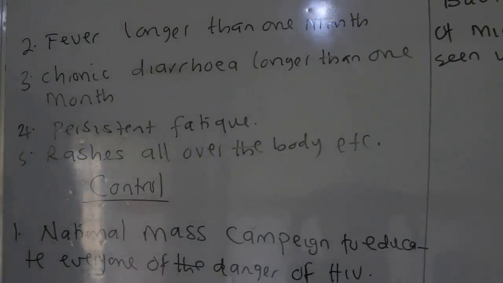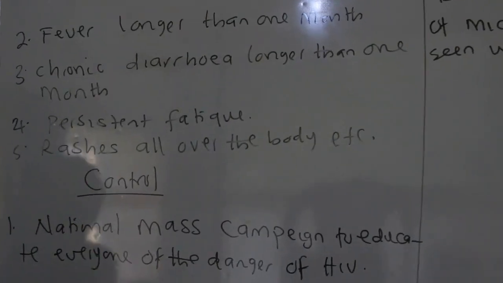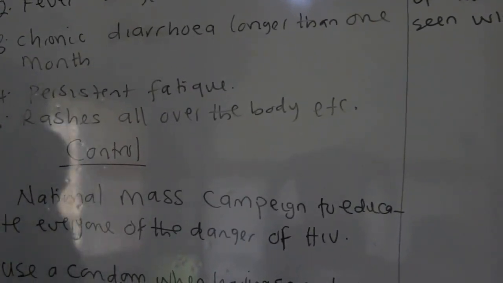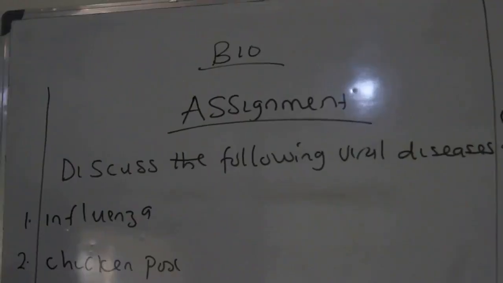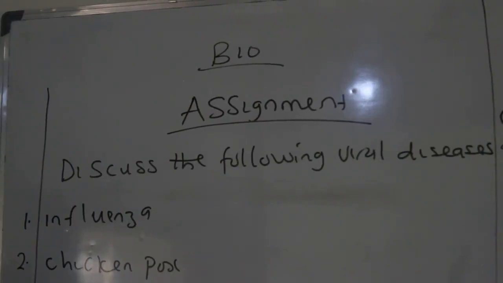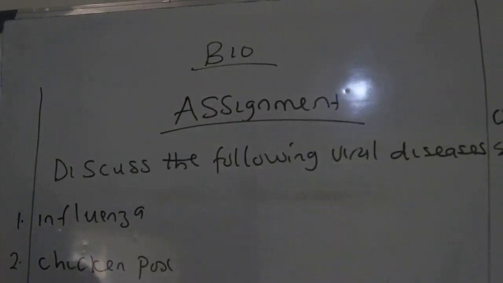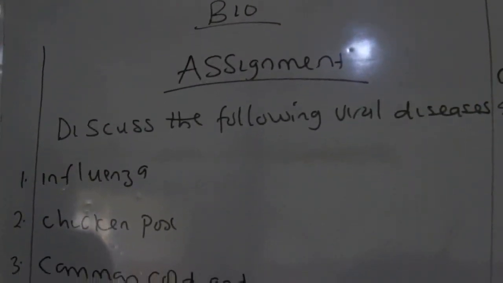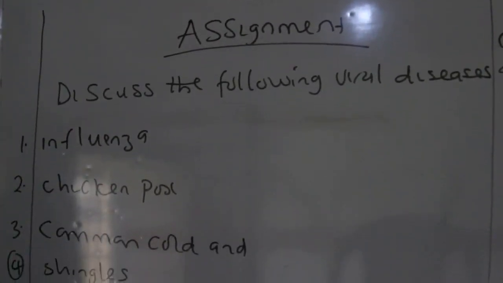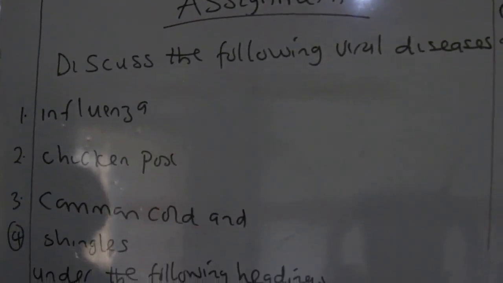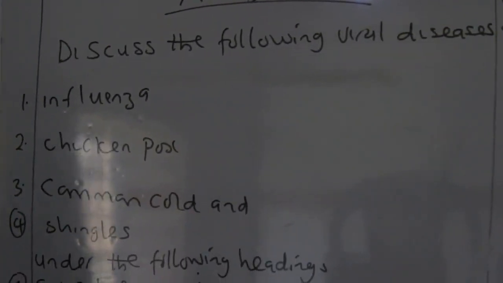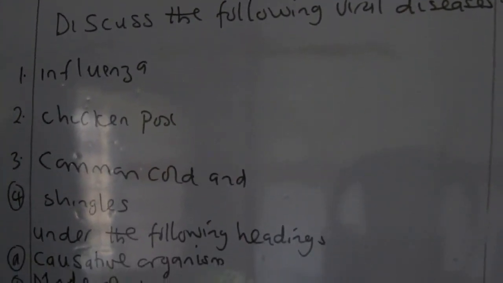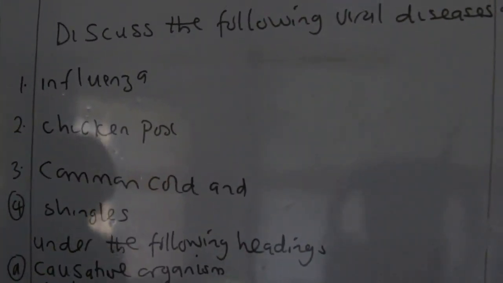So before our next class, we'll take our assignments now. The assignment for the next class is number one. Okay, the assignments are on the board. We have assignments on the board to carry out before our next class. The assignment will be submitted on my WhatsApp number. Discuss the following viral diseases under the following headings. These are the viral diseases, about 4 of them, under the following headings, just the way we did on the other ones we have discussed.